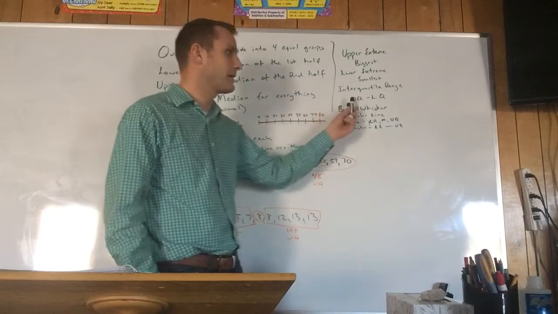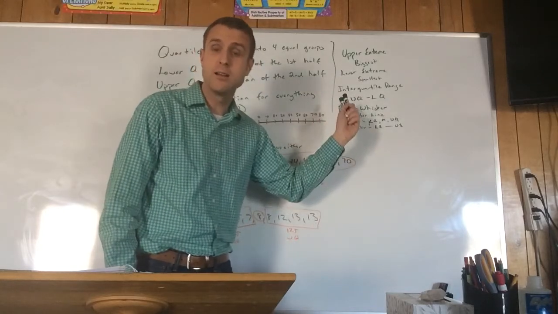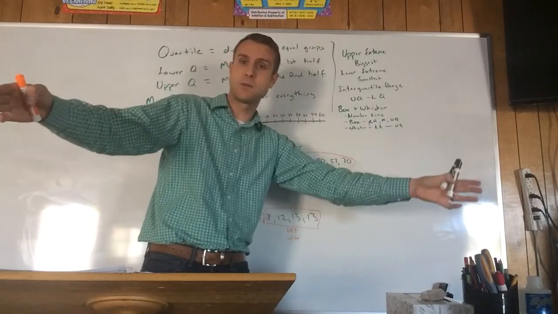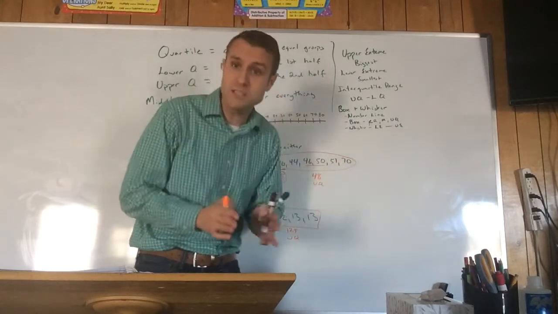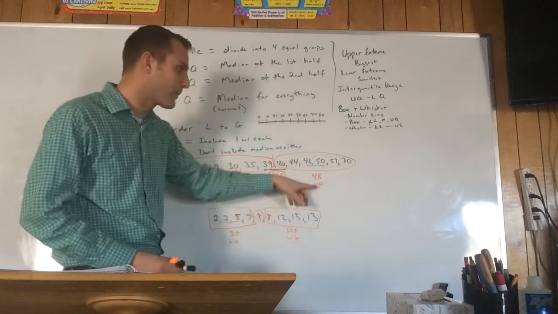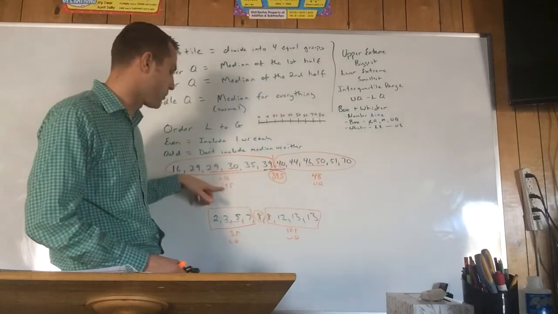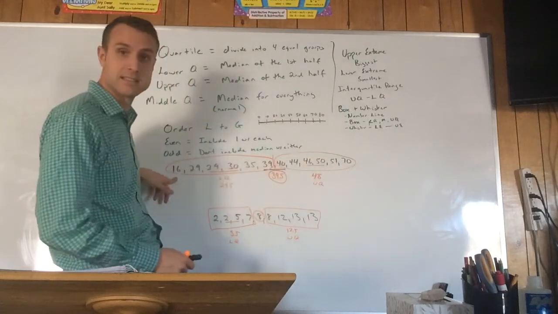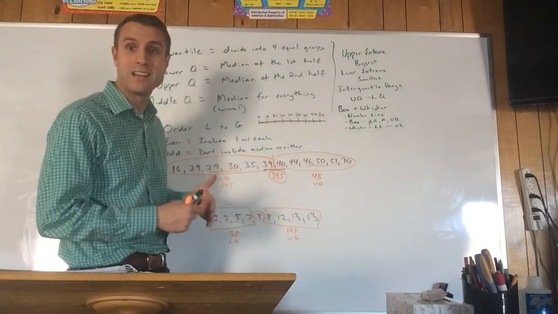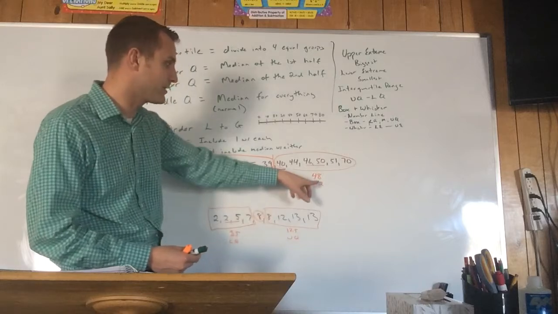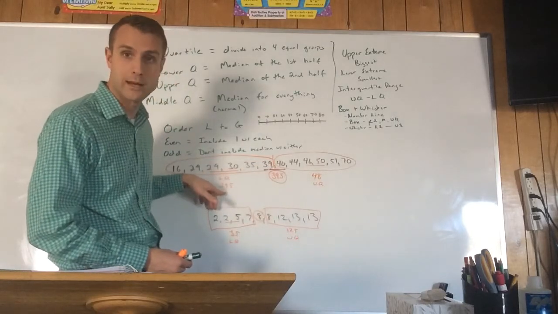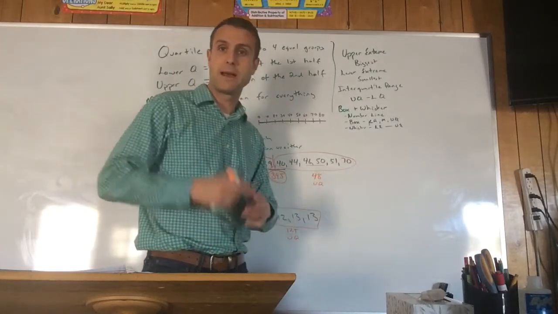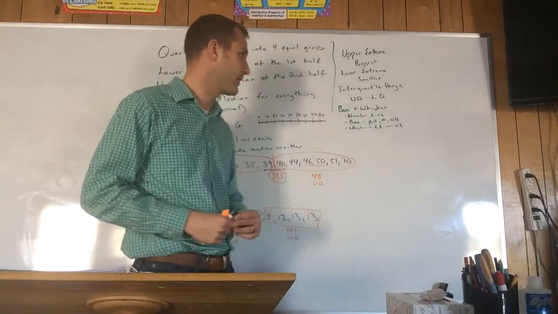So the interquartile range is very simple. It's the upper quartile minus the lower quartile. Remember, the range is the biggest number minus the smallest number. But the interquartile range is my upper quartile minus my lower quartile. So for these numbers, my range would be 70 minus 16. But my interquartile range is going to be 48 minus 29.5. So that's the interquartile range, my upper quartile minus my lower quartile.